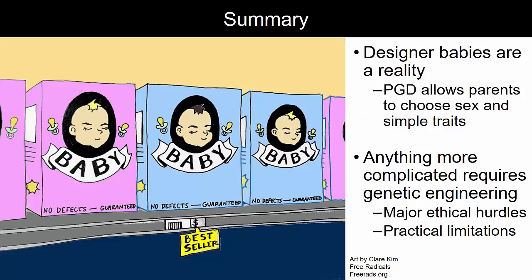So to summarize, parents can already exercise some limited control over the traits of their children. Features like the sex of the child and simple traits that are controlled by 1 or 2 genes can be screened for during the process of in vitro fertilization. Further manipulation through genetic engineering is possible in theory, but serious ethical concerns will stop this from being available anytime soon. And even with this technology, control of traits will always be limited because genes are only a portion of who we are.